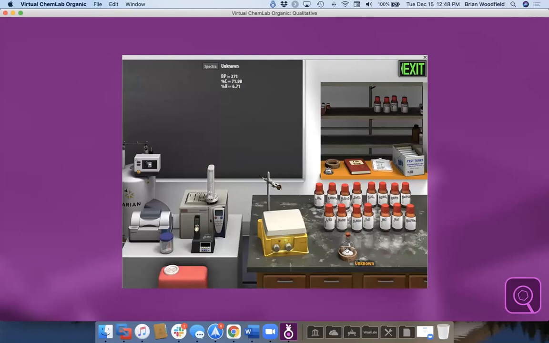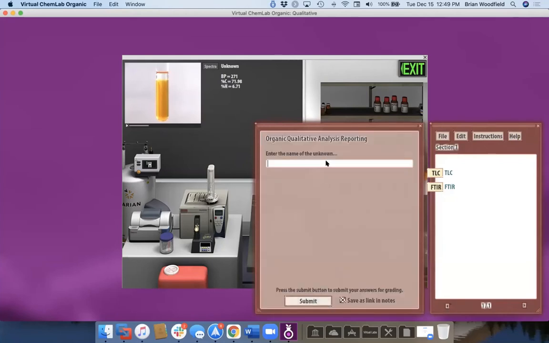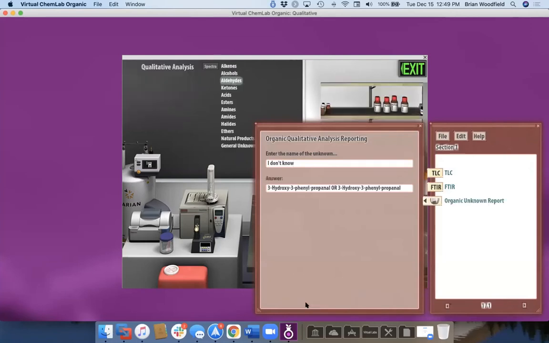This one doesn't have an unknown number, so they don't know what it is. They'd come over here, show a picture of it, do a bromine test and see if it's positive or negative. Then when they're all done, they click on the lab book, click report, write their name, click submit, and then it shows them what the answer is. So that's organic in a nutshell.